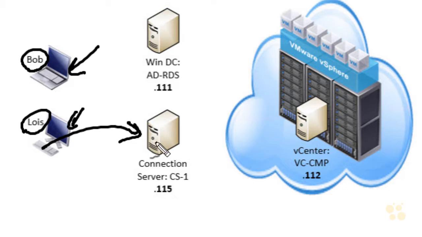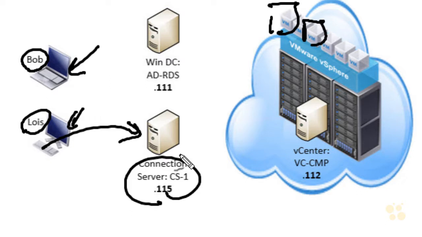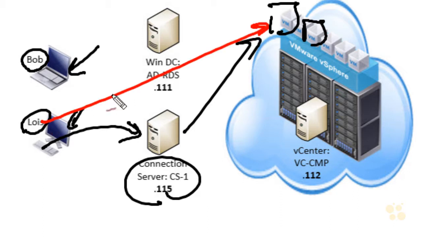Then based on what they're entitled to use, they could go ahead and use one of the resources that's running as a virtual machine. So our connection server is going to act as a broker, a go-between, if you will, between the user who wants the resources and the VMs that exist. And once that relationship has been established, for example, between Lois and a virtual machine that she's entitled to use, the connection server does not have to stand in the way. It can go ahead and let those two entities talk directly to each other. The client portion running on Lois's computer and the Horizon agent running at the VM.